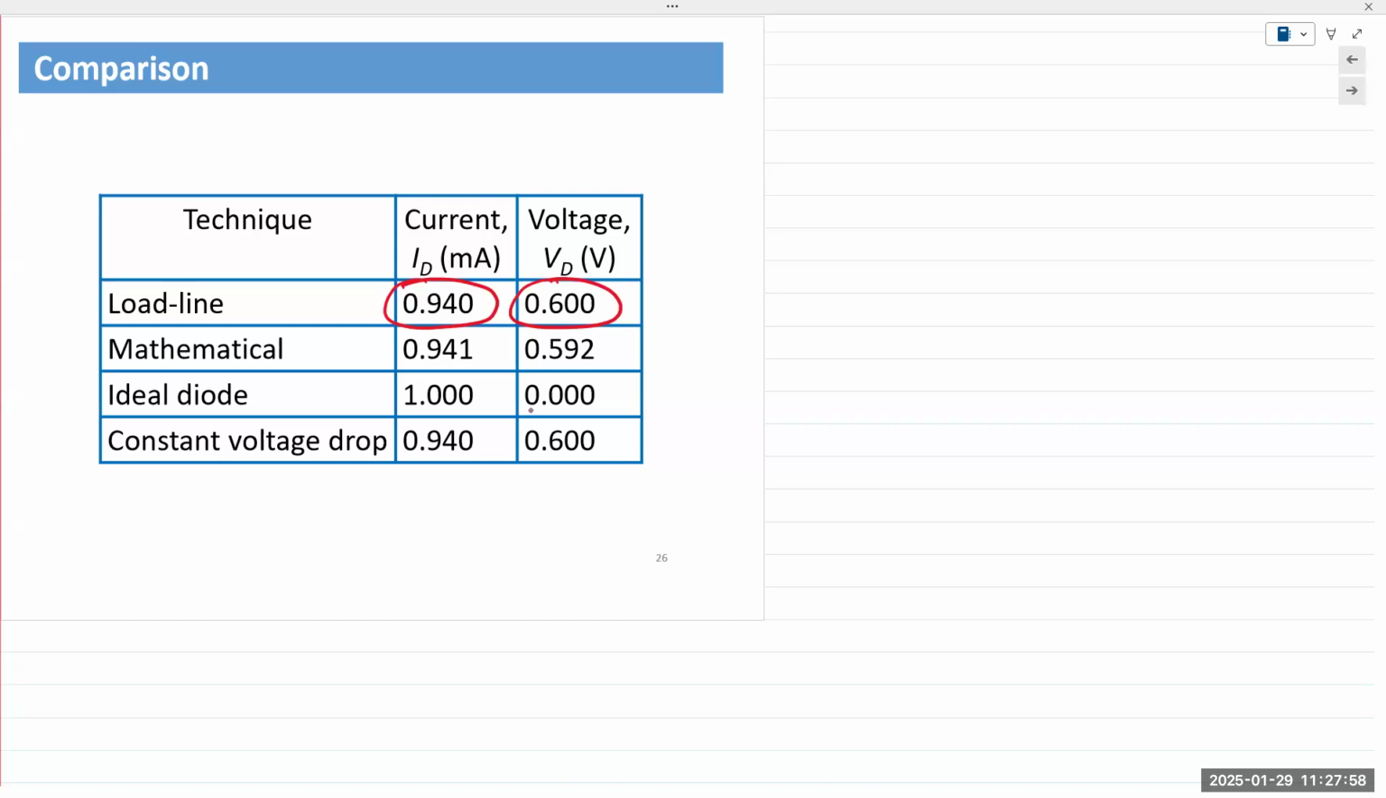So again, this is a solved example. You know it's 0.94 and 0.6 volts using the graphical method. The mathematical or iterative analysis resulted in 0.941 and 0.592. I went up to 3 decimal places in the iterative analysis that I showed on the slide.